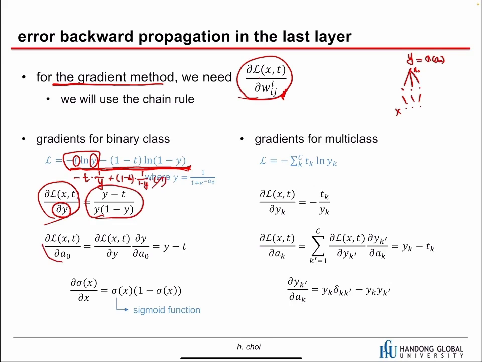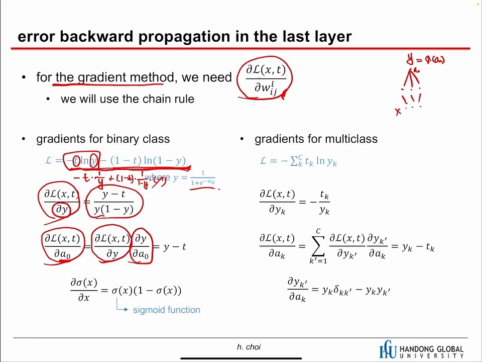Now we want to take a derivative of this loss function with respect to a naught. A naught is right before this nonlinear function, before sigmoid. Then instead of taking this derivative directly, we're going to use the chain rule. So we apply this one first, and then we take a derivative of y with respect to a naught.